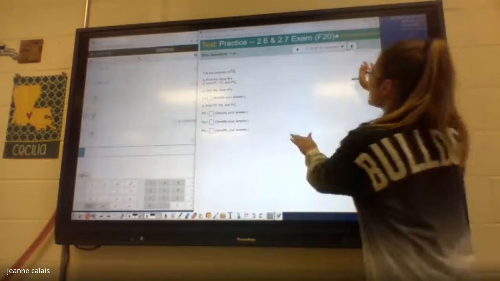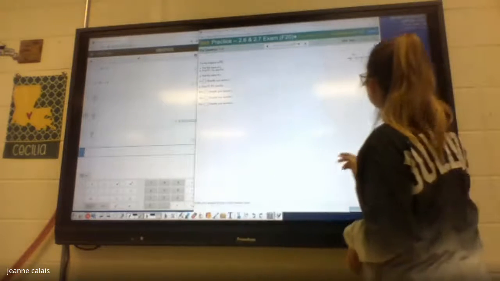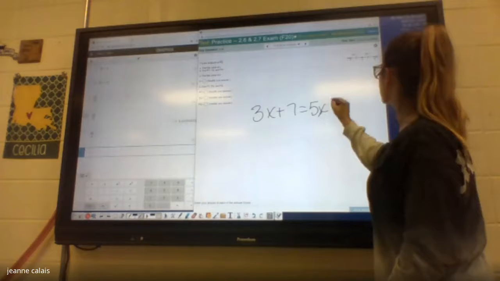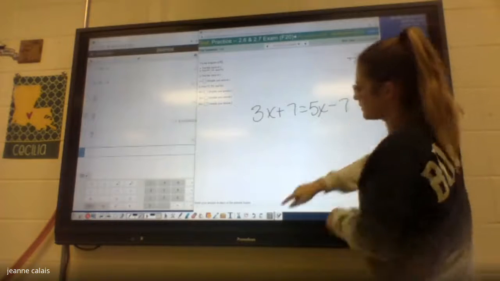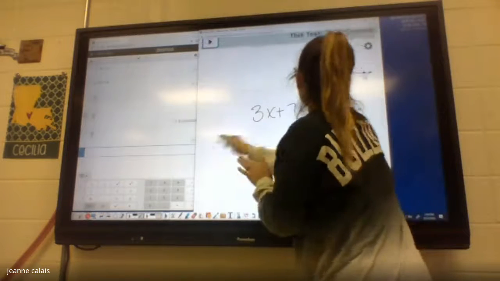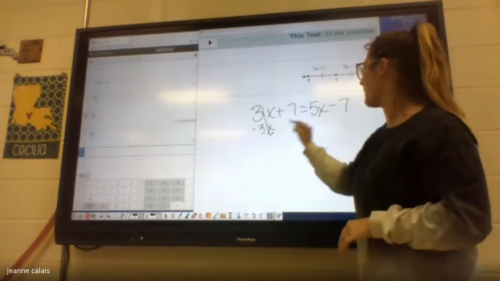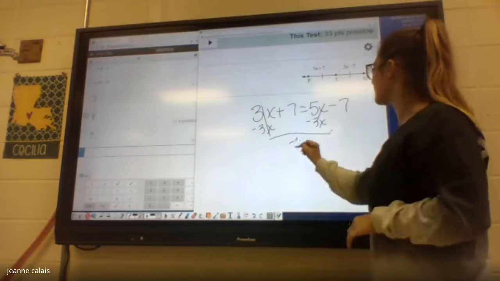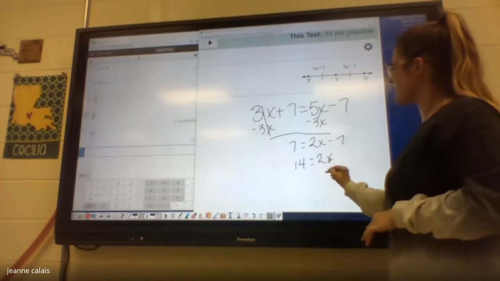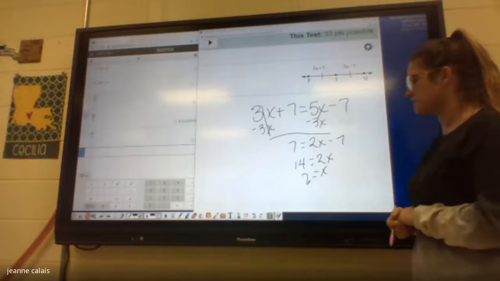All right, so this comes from chapter 1. You're told that you have a midpoint, so therefore you have two equal parts. So this is where it comes from. I'm going to go ahead and find X. 7 equals 2X minus 7. So 14 equals 2X. X equals 7. You are then asked to find all the missing segments.